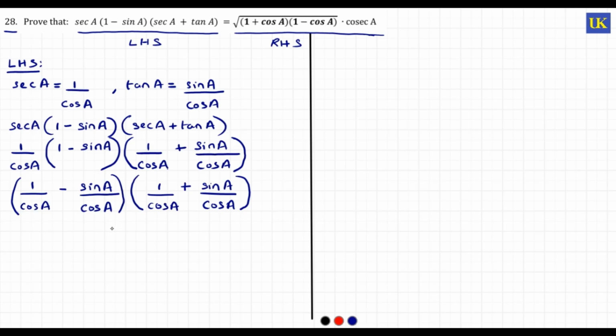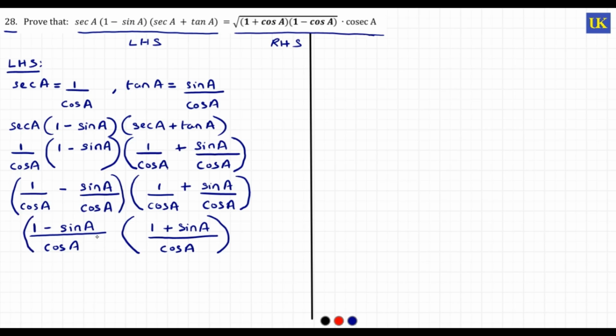Now we will take the LCM for both. So here also cos a, so we'll combine and write, we'll take the LCM here. So 1 minus sin a, together I will write here cos a, then here 1 plus sin a upon cos a. Let me put this also in bracket.